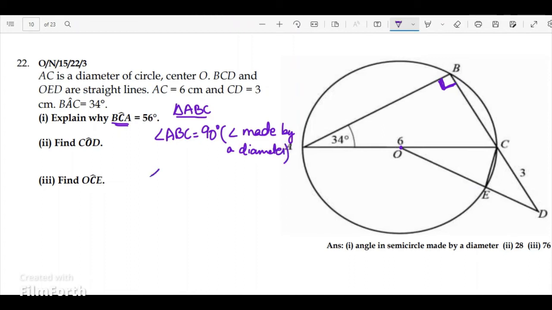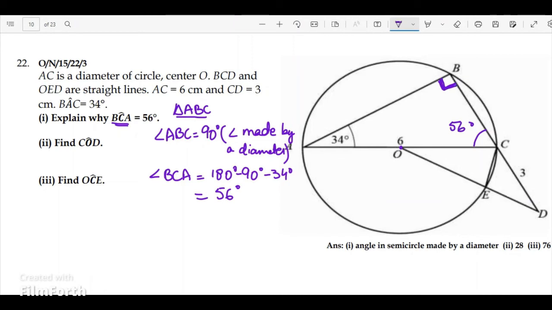And therefore angle BCA would be equals to 180 degrees minus 90 degrees minus 34 degrees. So the answer would be 56 degrees. So this is the explanation of why this angle would be 56 degrees. This angle is 56 degrees because this right here is 90 degrees.